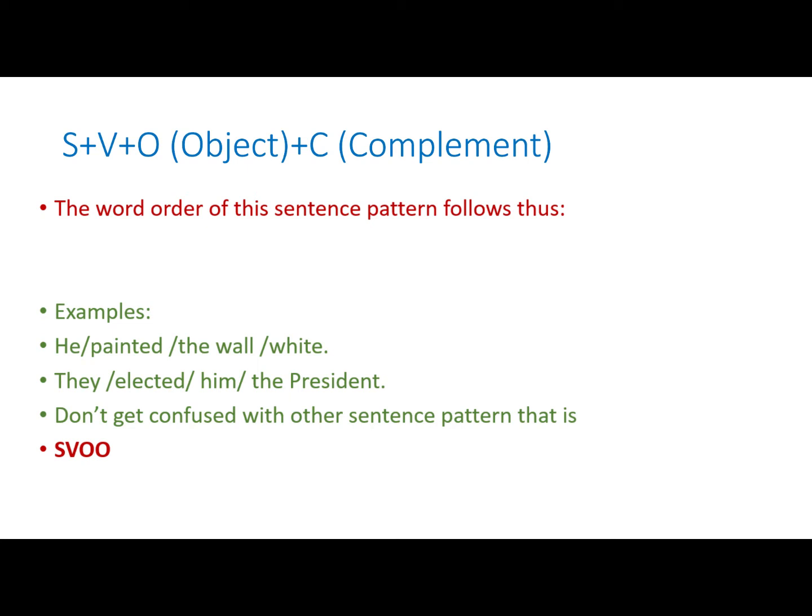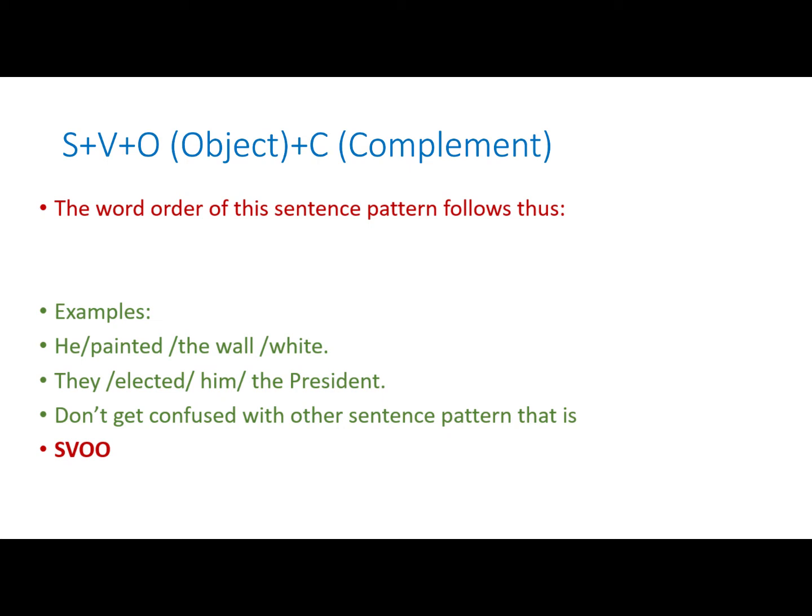Let's take up the next example. They elected him the president. In this sentence, they is the subject, elected is the action verb, him is the object, and the president is the object complement. Dear students, please pay your attention because I have seen many students being confused between complement and object. Please don't get confused with other sentence pattern.